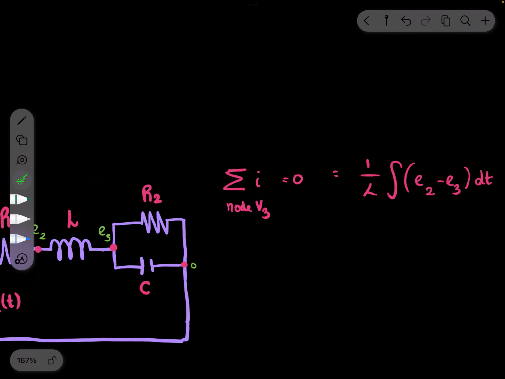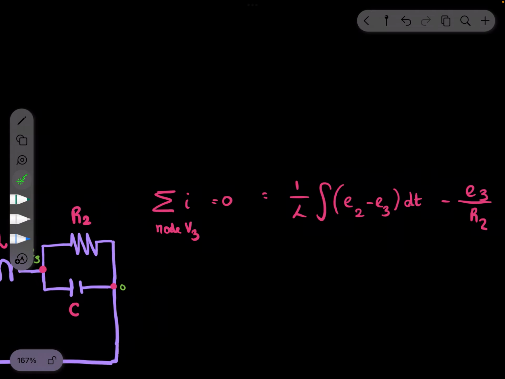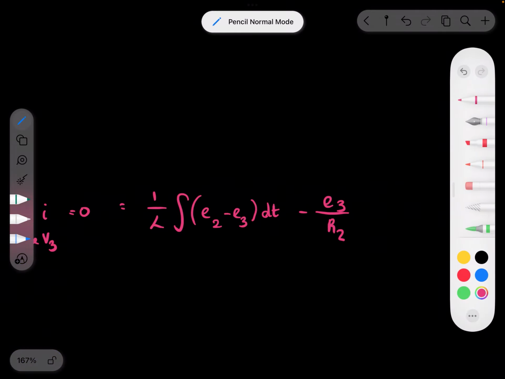That's one consumer. We have another consumer, the capacitor. So we're going to subtract the capacitor. And to get current, this time, we have to differentiate the voltage when you divide by dt.